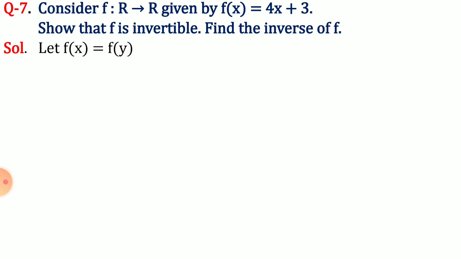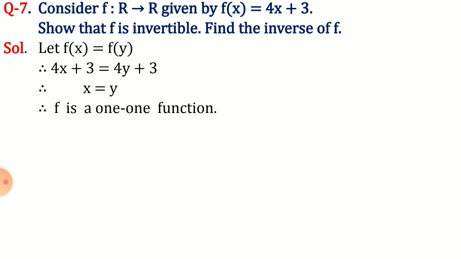So for every x, y belongs to R. Here f from R to R, where R means the real number set. So f of x equal to f of y. f of x equal to 4x plus 3 and f of y is equal to 4y plus 3. So 4x plus 3 is equal to 4y plus 3. Both sides 3 cancel out, so 4x is equal to 4y. The 4 cancels out, so x is equal to y. Therefore f is a one-one function.